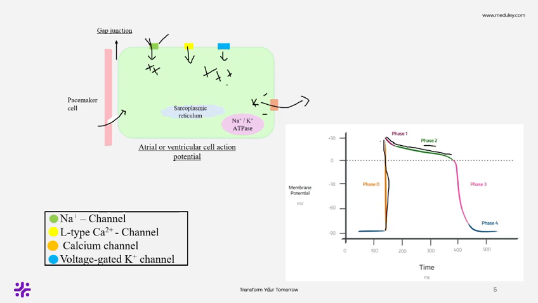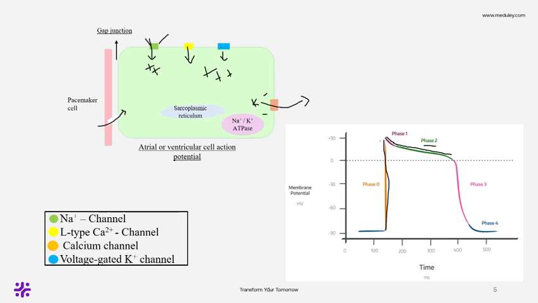Now the calcium which is present inside this cell will activate the voltage gated channel, that is the sarcoplasmic reticulum. As it activates this reticulum, it stimulates the release of calcium out of the cell.